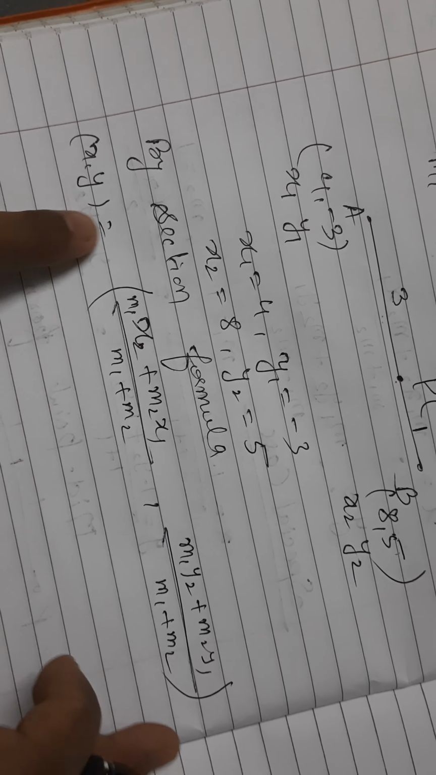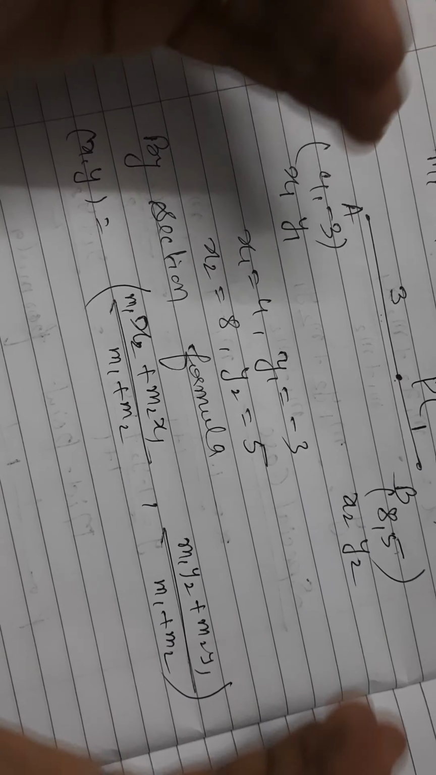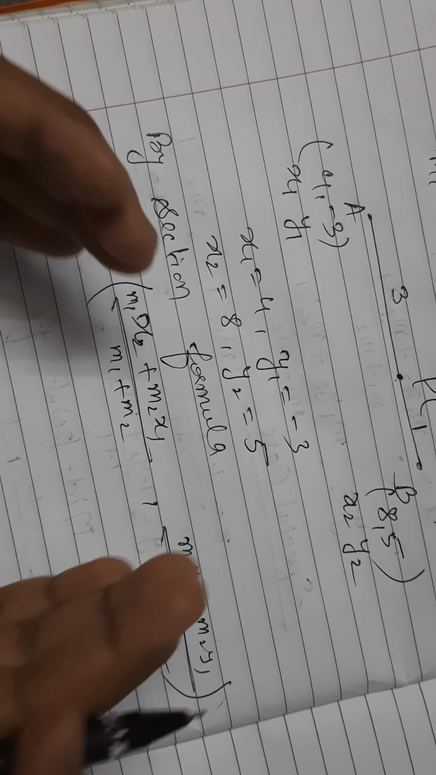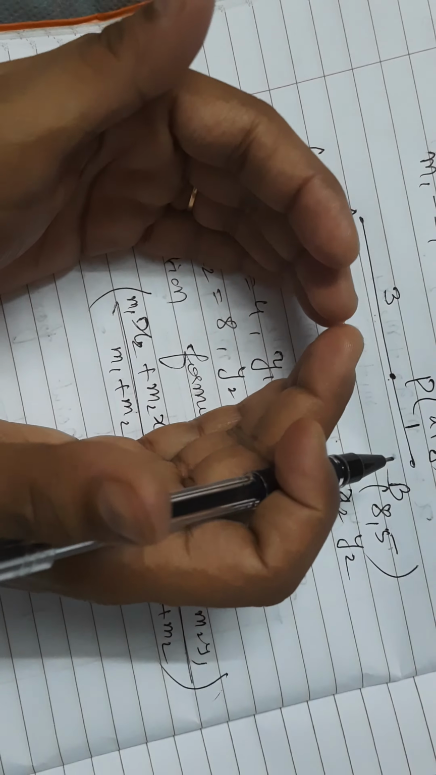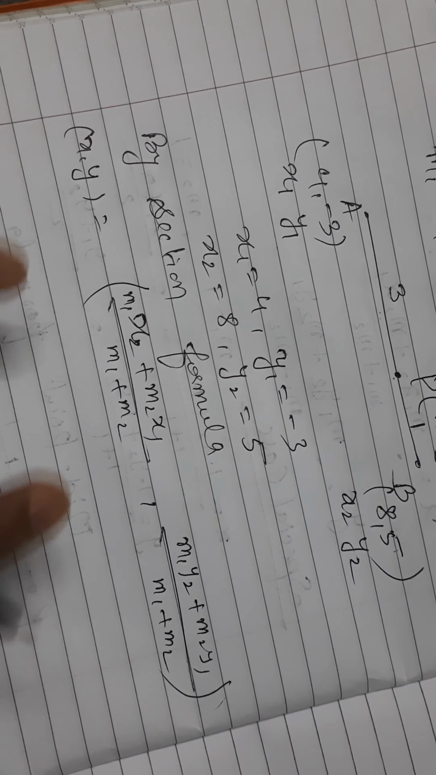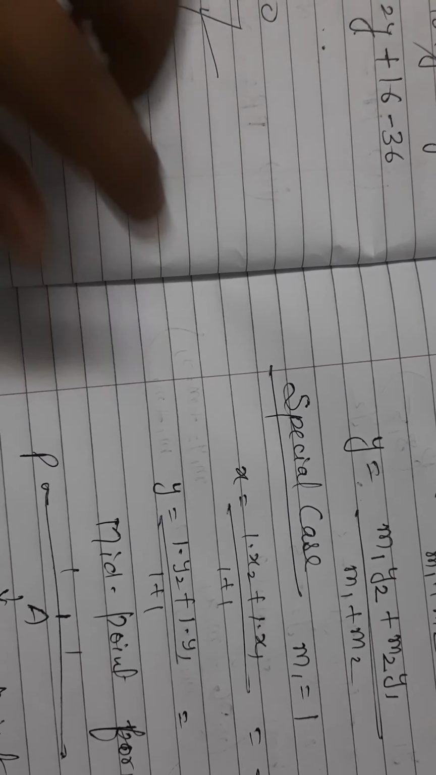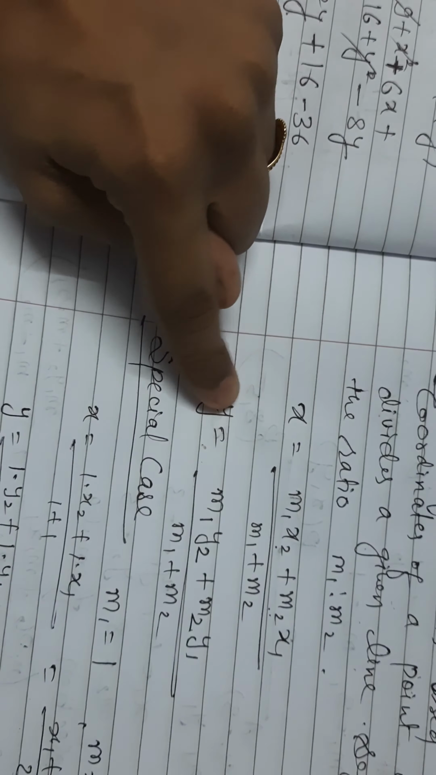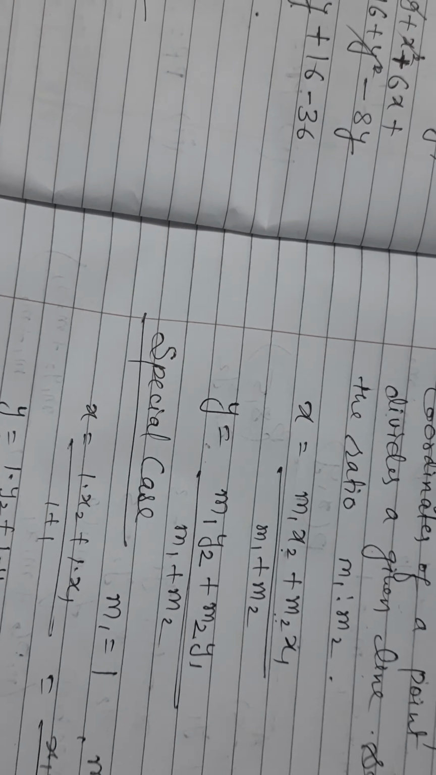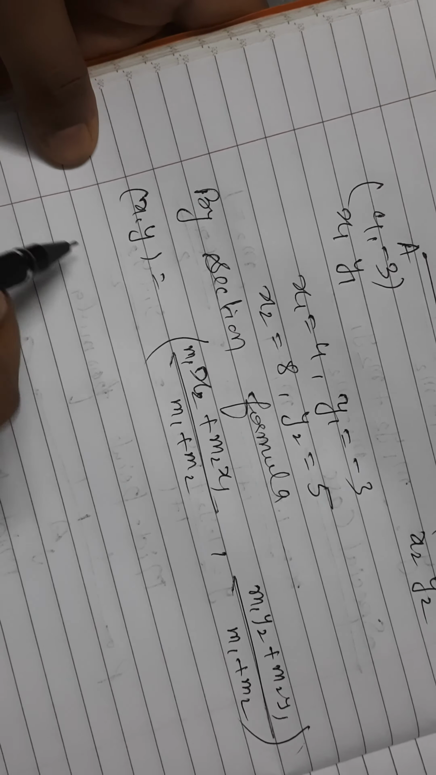If you want, you can write separately x is equal to this and y is equal to this, or you can also write together in a small bracket because it's a coordinate. Either write like this or this, both are correct. You can write separately also, x coordinate, y coordinate. Now we'll find x first.